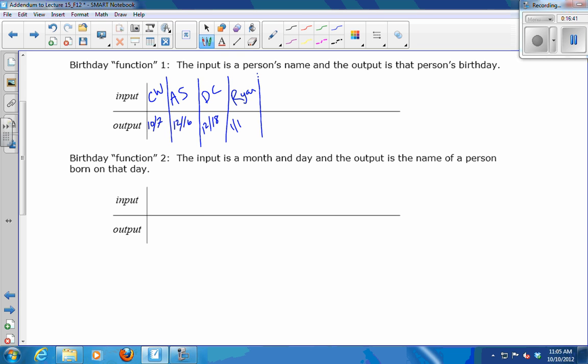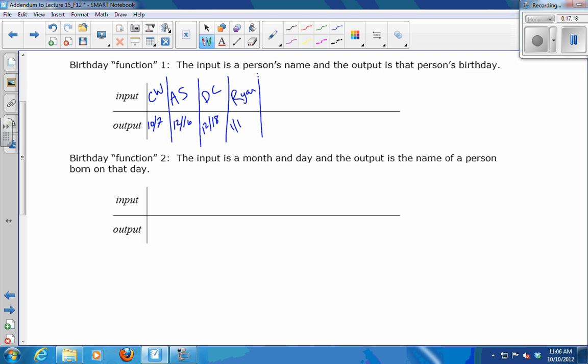Okay, so we get the idea, right? The input is going to be somebody's name, output is going to be their birthday. Is this a function? Hearing some contradictory answers here. So for any given name, how many birthdays can they have? Any given person can only have one birthday, right? People can have the same birthday, but that's allowed, right?